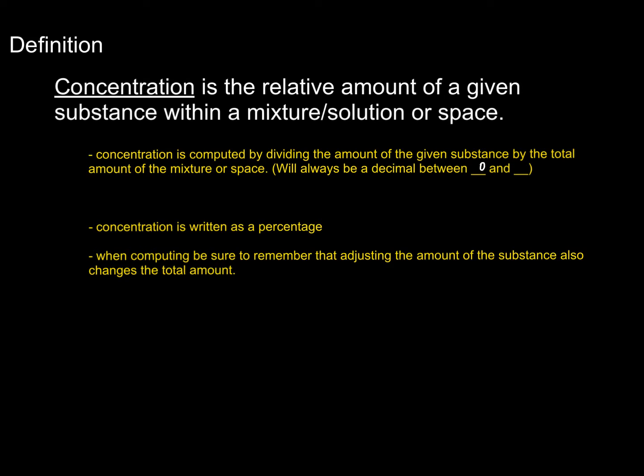And what's the most I could have? Well, the most that substance could take up would be the entire space. So even if the substance was exactly the amount of the total, that would still give me 1. So it's going to be between 0 and 1. And of course, when I get a decimal between 0 and 1, I can interpret that as a percentage, right? So for example, 0.5 tells me that 50% of the solution is, in that case, the pure lemon juice.